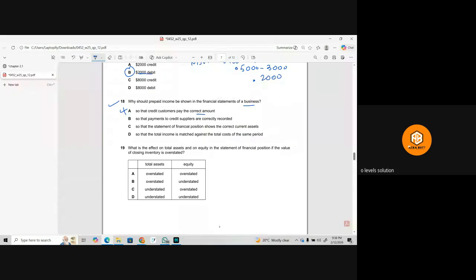B is that so that payments to credit suppliers are correctly recorded. Again, it's not about the suppliers. Then C is so that the statement of financial position shows the correct current assets. Prepaid income is a liability, it is not a current asset. D, so that the total income is matched against the total cost of the same period. Yeah, that's correct.